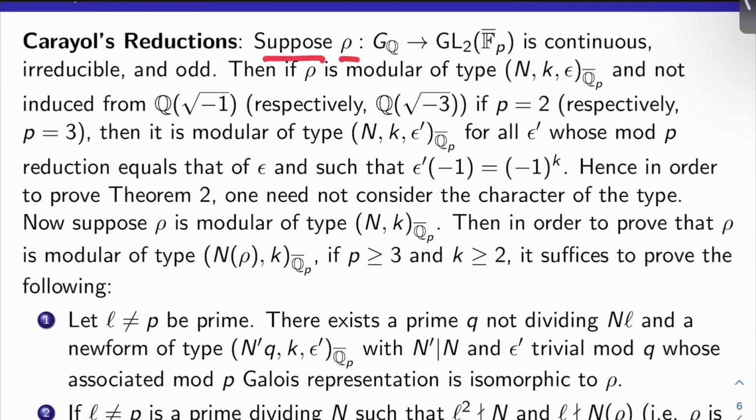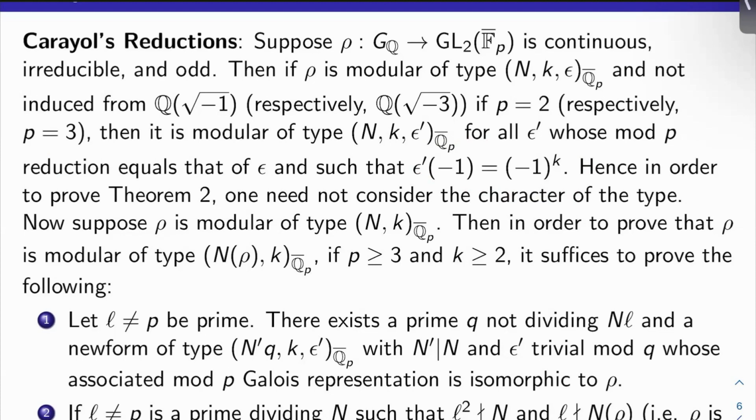It says, suppose rho from GQ to GL2 of FP bar is continuous, irreducible, and odd. Then if rho is modular of type N K epsilon over QP bar and not induced from Q adjoined root -1, respectively Q adjoined root -3, if P equals 2, respectively if P equals 3, then it's actually modular of type N K epsilon prime over QP bar for all epsilon prime whose mod P reduction equals that of epsilon, and such that epsilon prime of -1 is -1 to the K. So this is the typical property that characters attached to cusp forms have.